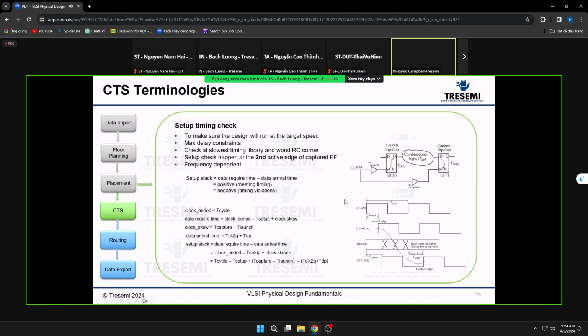Okay, we have a question that's come in. How does the global skew affect the timing closure?